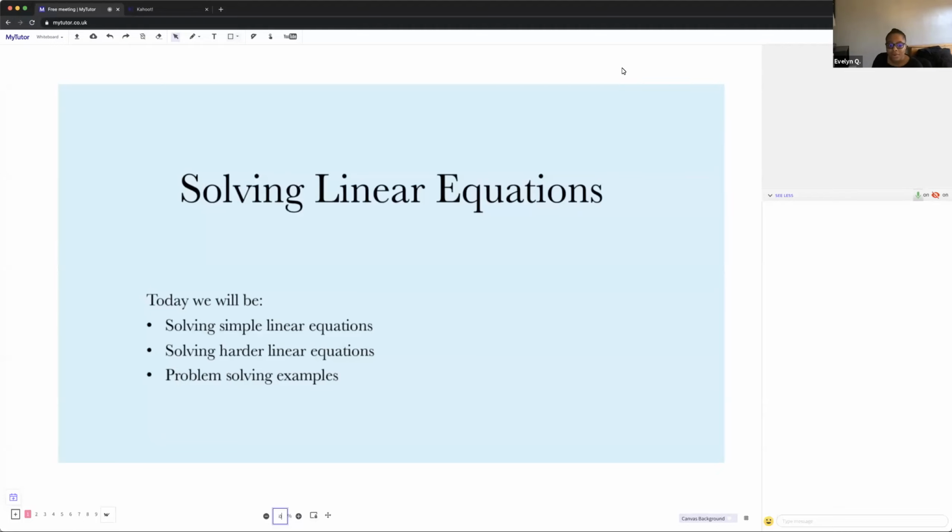I will be asking questions throughout the session as well, so I'd like you to put your answers in the chat. Don't feel shy to ask any questions along the way. So today we will be solving simple linear equations, solving harder linear equations, and going through some problem solving examples as well.